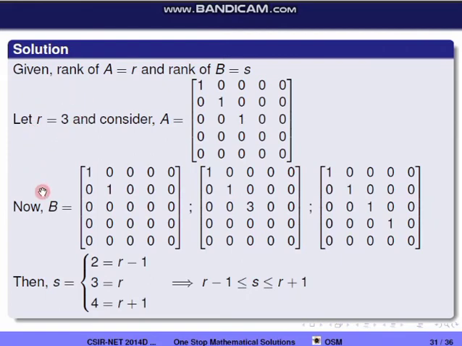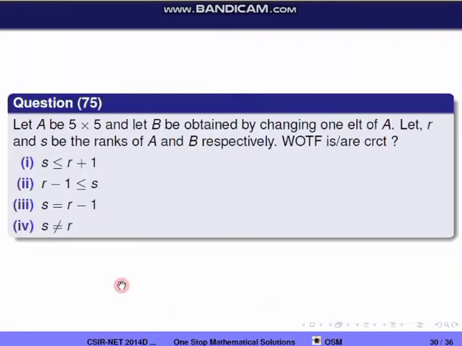For the general case, S will be equal to R minus 1, or S will be equal to R, or R plus 1. That is, R minus 1 is less than or equal to S, less than or equal to R plus 1. So now we'll check the correct options. The correct options are 1 and 2.